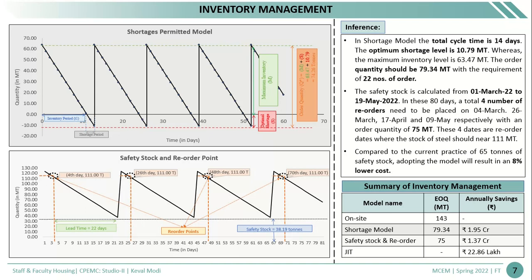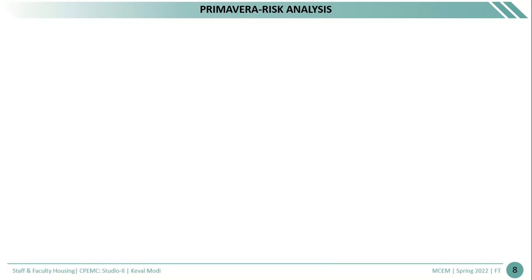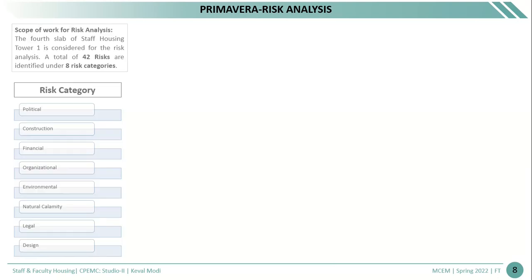If we use the shortage model, then the contractor can save up to 1.95 crores annually. And if they use the just-in-time concept, then the contractor can save up to 22.86 lakh annually. Then the primary risk assessment is done.